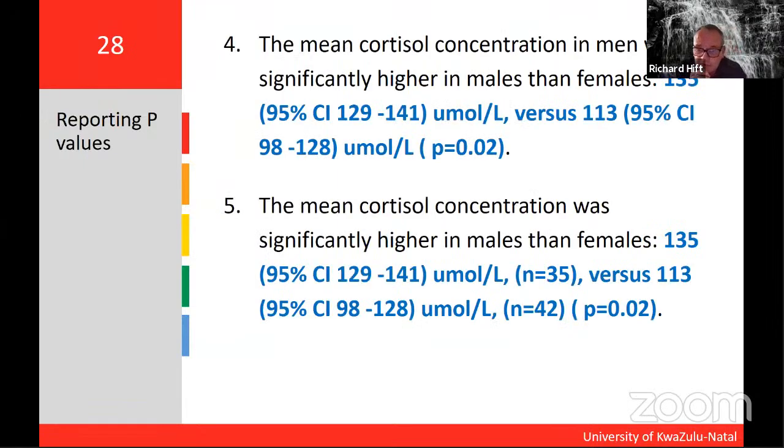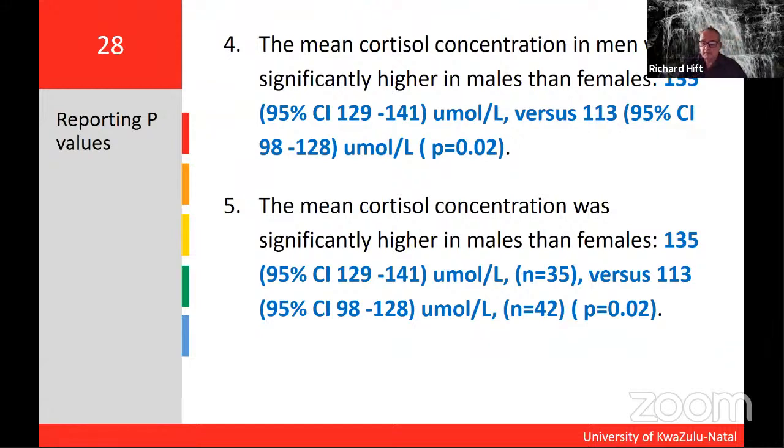What they would like to see is that the mean is accompanied by a 95% confidence interval. That tells you how close to the real mean you believe the mean that you have calculated actually is. It's unlikely to be less than 129 or more than 141 for males, less than 98 or more than 128 for females. And that equates to a p-value of 0.02. So really, you should be stating your results like that.